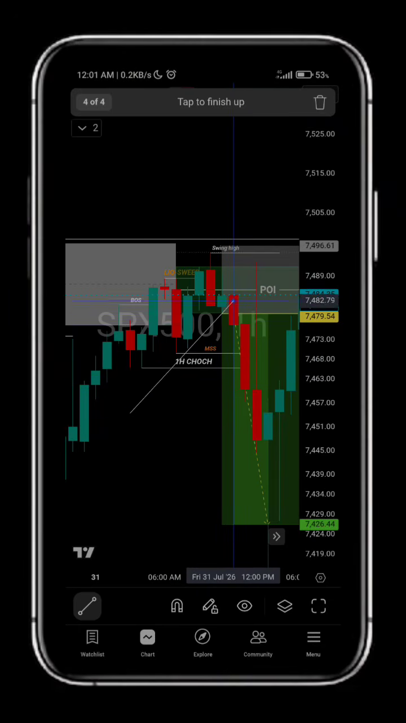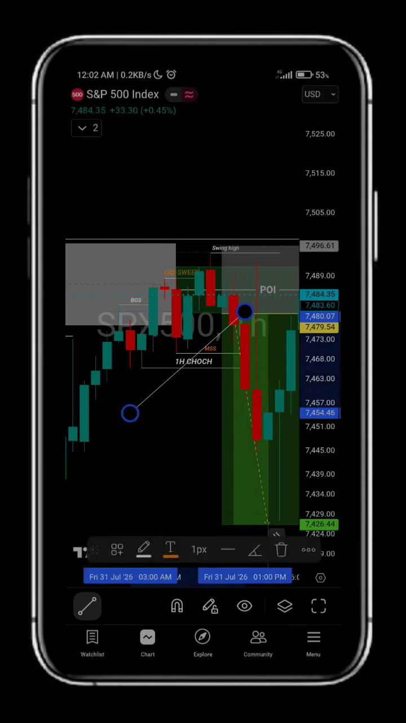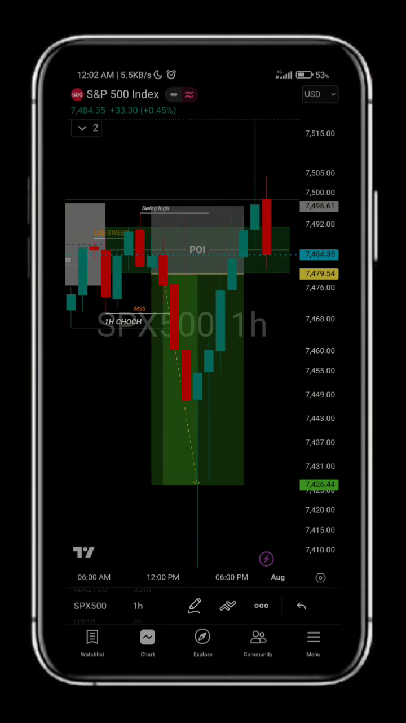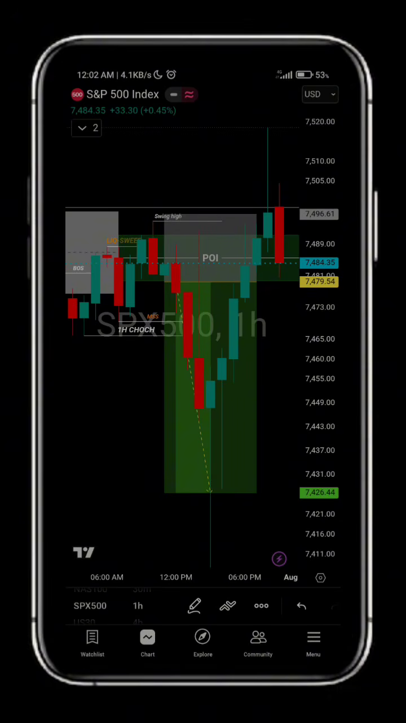So I decided to enter on the order block, which was here, and my stop loss right above the swing high. Then price tagged me in. As you can see here, price tagged me in and gave me a 1:3. And sharply after that, price reversed. So that is just it for this trade.